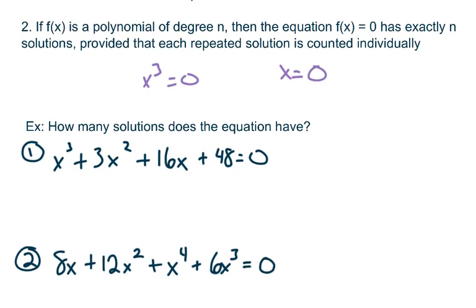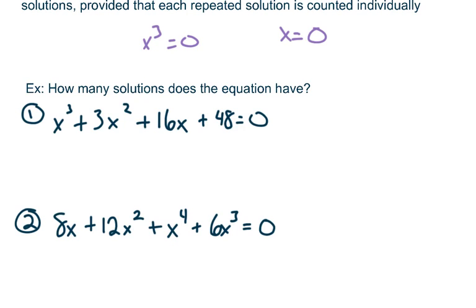The first couple of examples are really basic. How many solutions does the equation have? I don't care what they are. All I'm asking for is a quantity. The answer to these two questions is based on the degree, the biggest exponent. The biggest exponent in number 1 is 3. So how many solutions does it have? It has 3 solutions because it is degree 3. Are they all the same? Are they all unique? I don't know, and that's not what the question is asking. It's just asking how many solutions the equation has, and the answer there is 3.